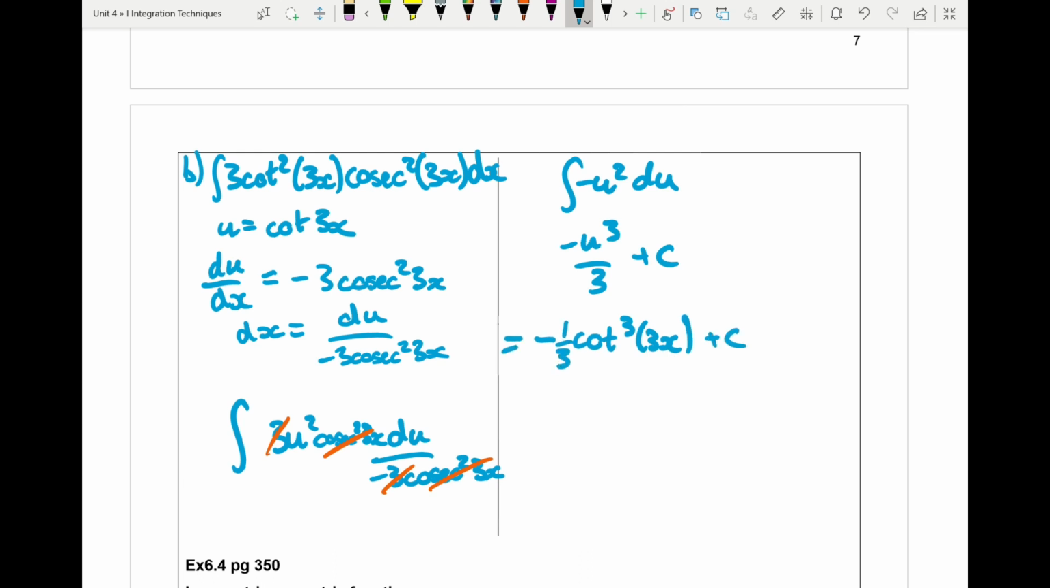So a very complicated integrand actually just becomes a single term, cotan cubed 3x times negative a third. So we can get really complicated integrands, and as long as we can find that derivative of u that cancels out with our product, we know that we're going to be just fine.